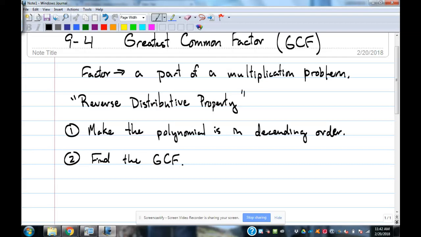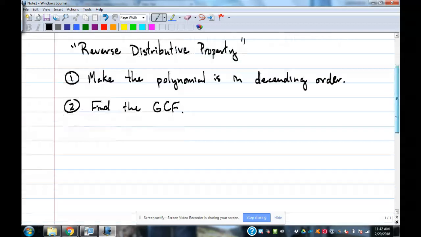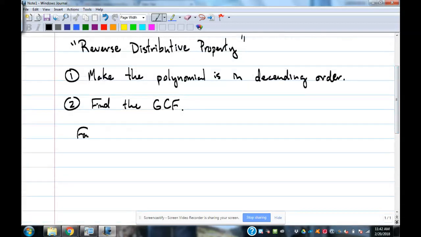There's a few more steps we'll get to later on this week and into next week, what we can do to factor things further, but we're just looking at GCF today. That's the only thing we're doing today. So let's start with an example. So we want to factor using greatest common factor. Example A, 3x plus 9. Let's start with something really, really easy.